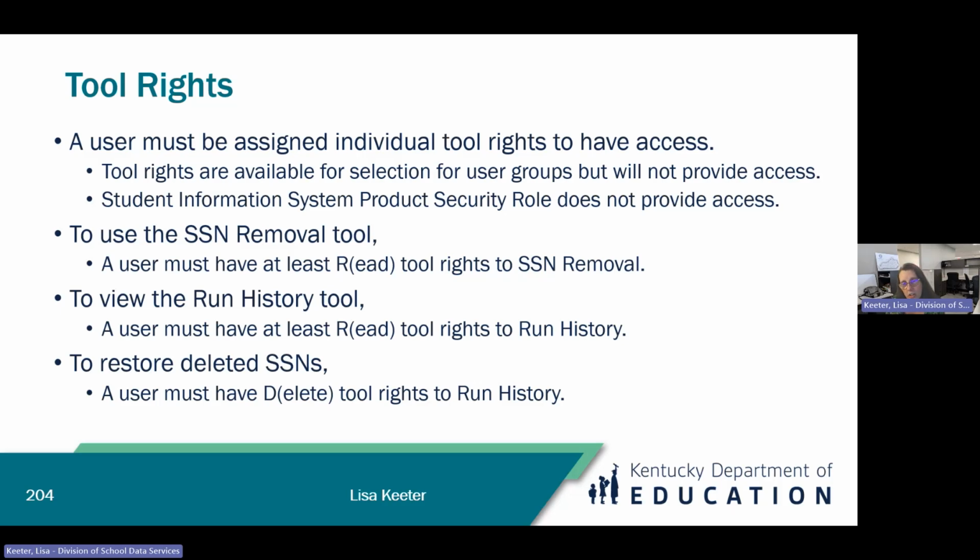And then there is also an option to restore deleted Social Security numbers for the first 30 days after a job is run. You have to restore everybody. You can't pick one or two out of the list. You've got to restore them all. And then you can do different criteria if you want to try it again. But you must have delete tool rights to the run history to do the restore.